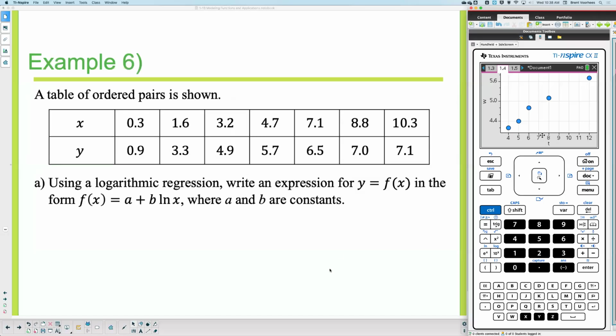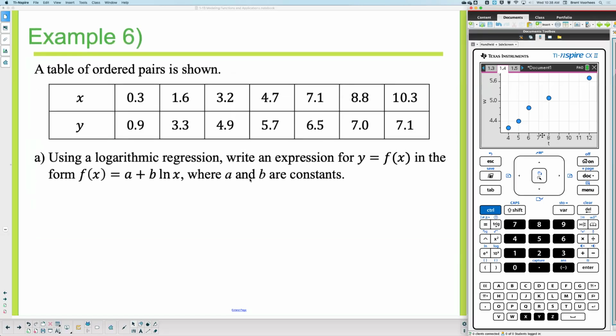All right, picking back up here. We have one more equation to take a look at. It says here, a table of ordered pairs is shown. What I want to do first is type this in.